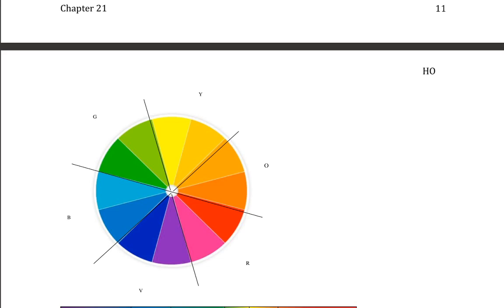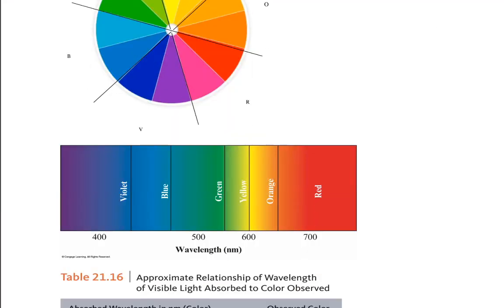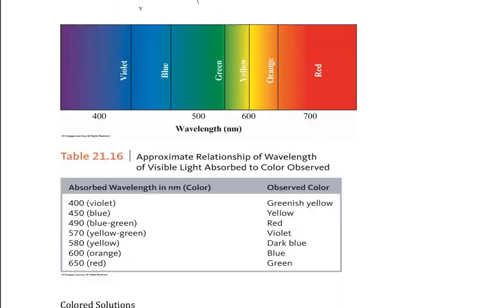So if a complex is green, it probably absorbs in the red region. If it is orange, it probably absorbs in the blue region. If purple, it probably absorbs in the yellow region. And here is a spectrum shown where we have approximate wavelengths for those different colors. And then here is a table showing that if it's absorbing, for example, go down to the bottom, in the red region, it probably appears green. If it's absorbing in the orange region, it probably appears blue.